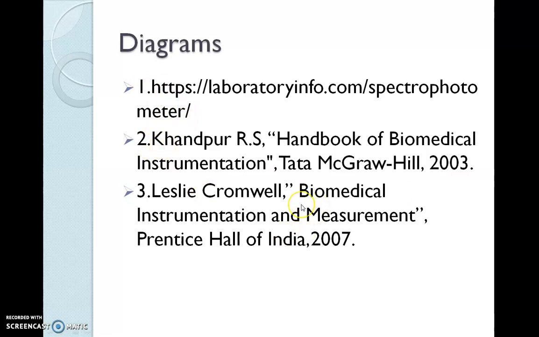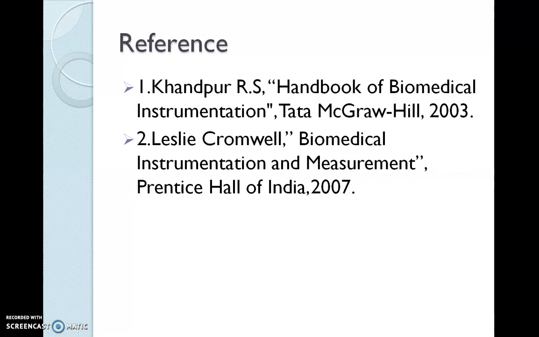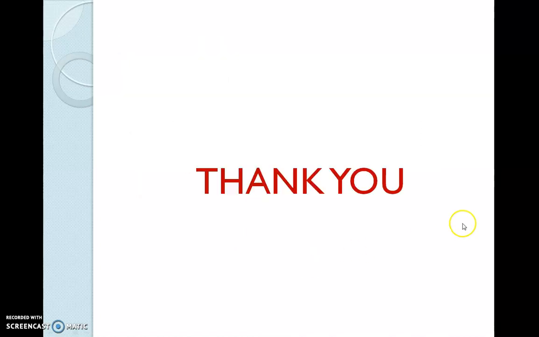The first textbook is Handbook of Biomedical Instrumentation, written by Khandpur, and the second textbook is Biomedical Instrumentation and Measurements, written by Leslie Cromwell. These two books are taken as a reference for this spectrophotometer explanation. Thank you.